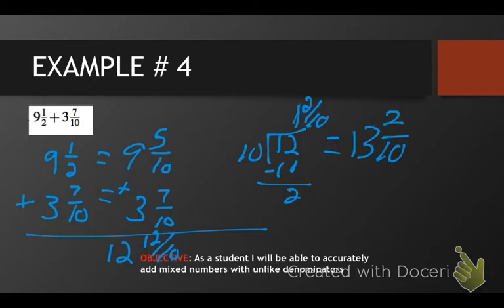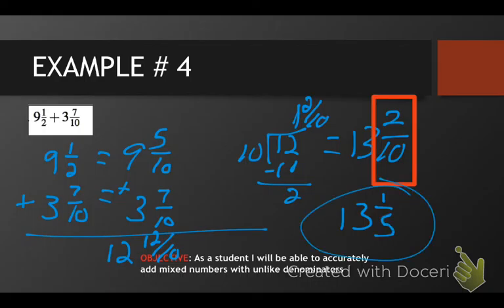But this one's not done yet, because you got to be careful. Look at that 2/10. That is not simplified. 2/10 simplified, both of those numbers can be divided by 2. 2 divided by 2 would give us 1. 10 divided by 2 is 5. Our answer is 13 and 1/5.